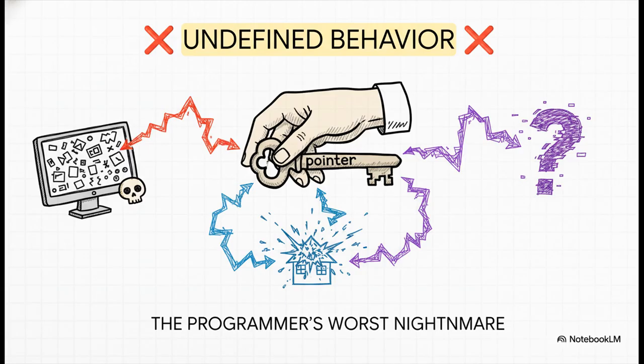It leads to something called undefined behavior, which is basically a programmer's worst nightmare. Your program might crash, it might spit out garbage data, or, and this is the worst part, it might seem to work just fine until one day it fails spectacularly for no apparent reason.